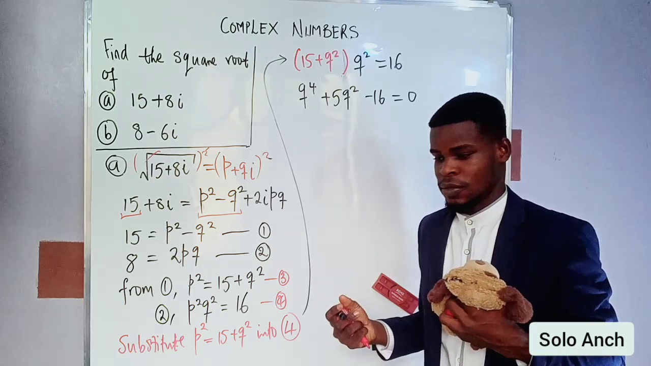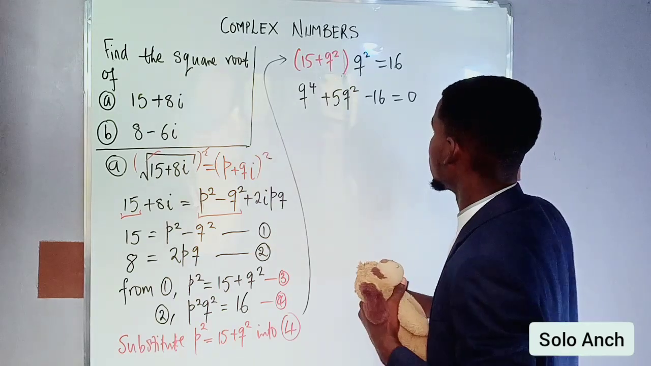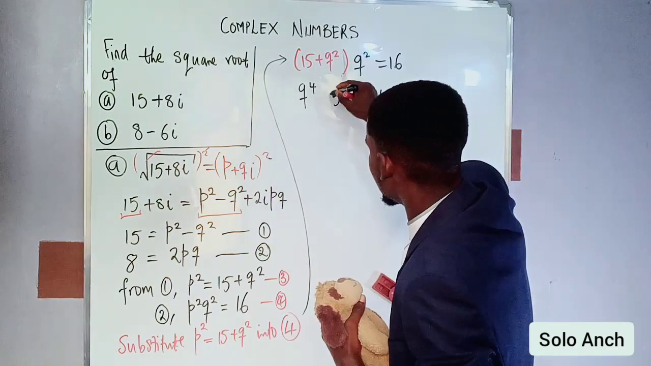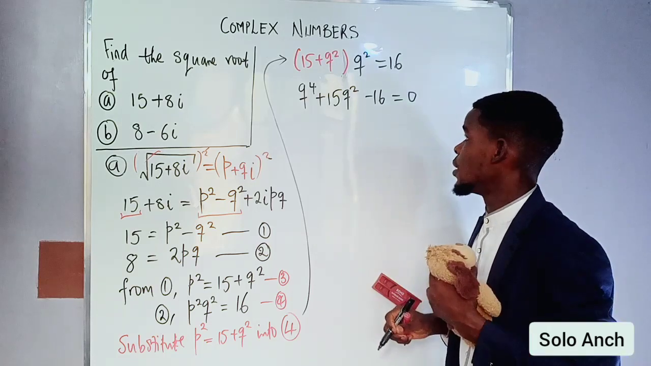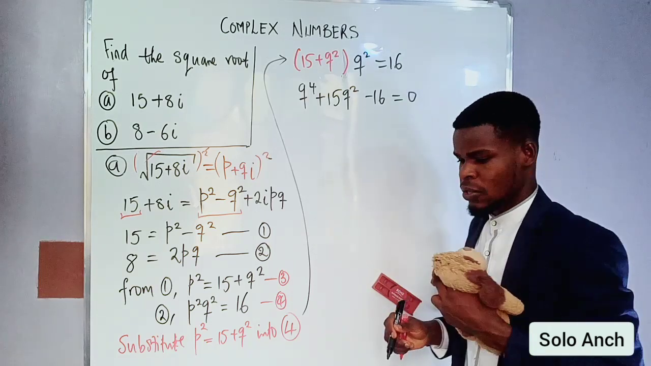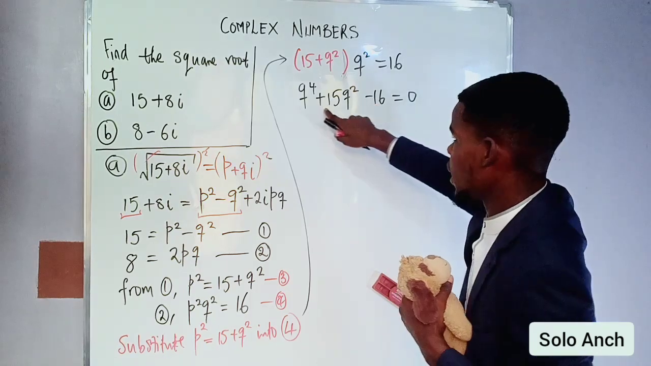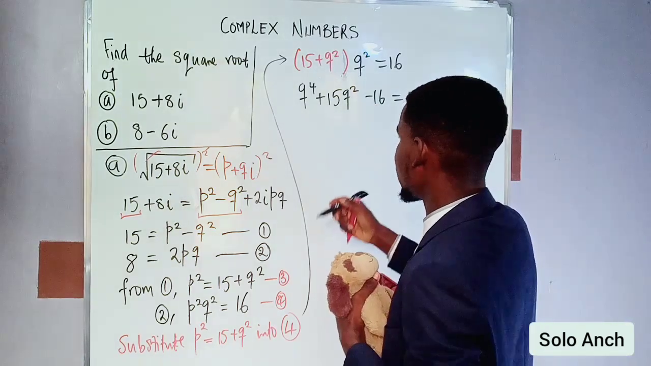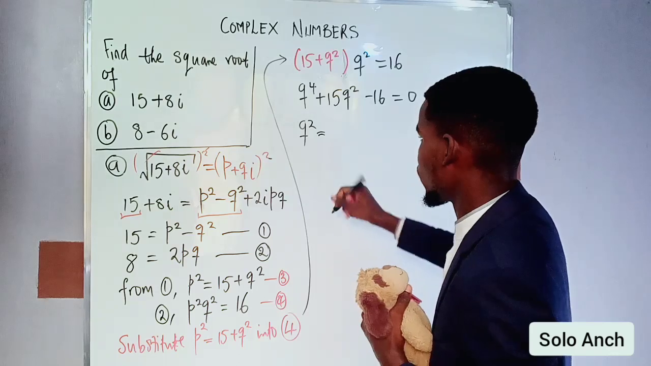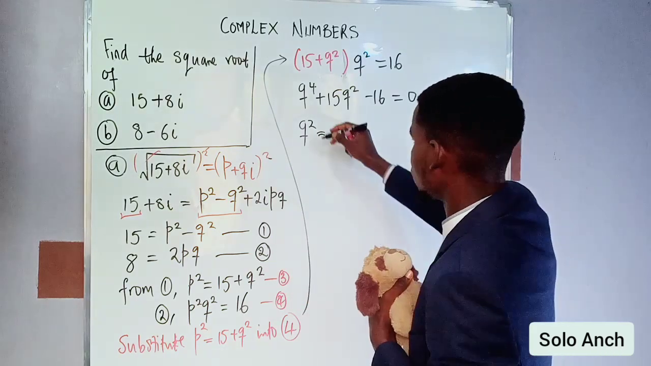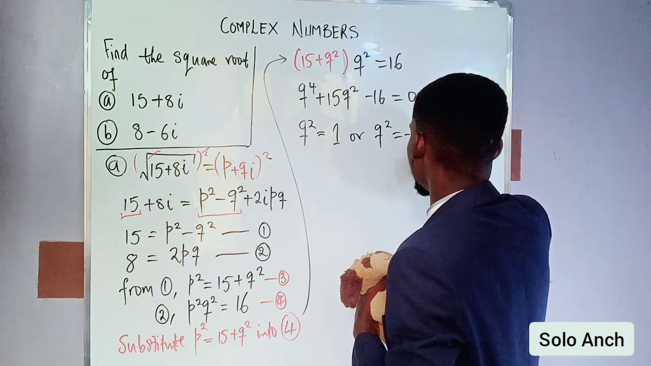And we can use the factorization method to do this. We think about two factors whose product is negative 16 and whose sum is 15. This is 15q squared, yeah. So two factors are, let's say, 16 and negative 1. When you multiply 16 with negative 1, we'll get negative 16. When we add 16 to negative 1, we'll get positive 15. Good. Since the coefficient here is just 1, and we've gotten the two factors, when you do the factorization for a quadratic in terms of q squared, we'll get q squared to be 1, or q squared is negative 16.